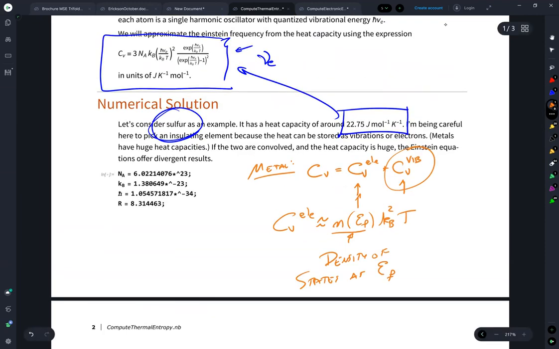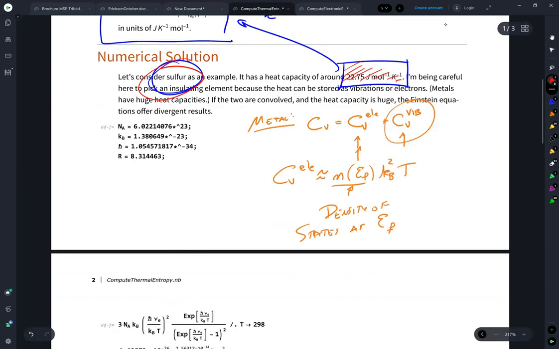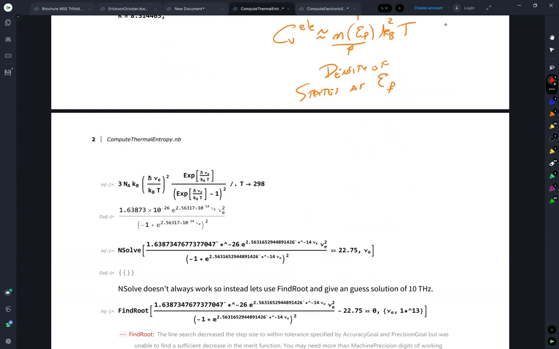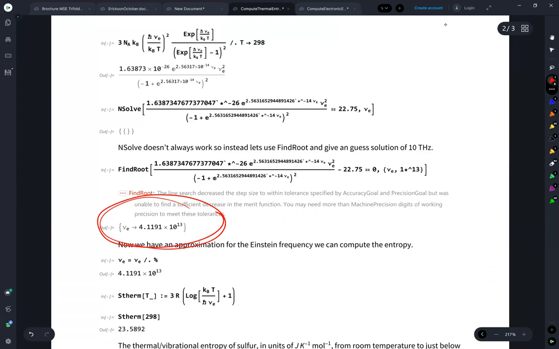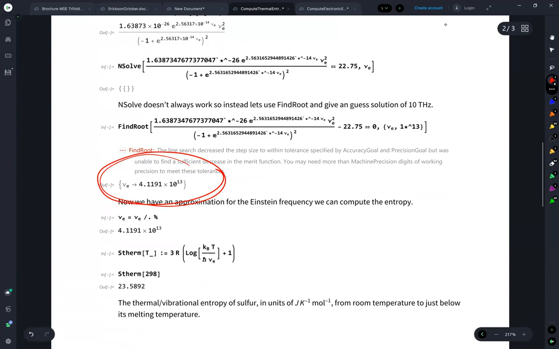So here, I just took the experimental heat capacity for sulfur. And sulfur, you know, it's a semi-metal or non-metal, and that allows us to find the Einstein frequency, which is around 40 terahertz, which is not unreasonable. A little bit high, possibly.